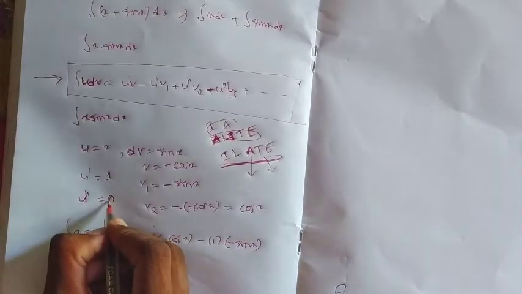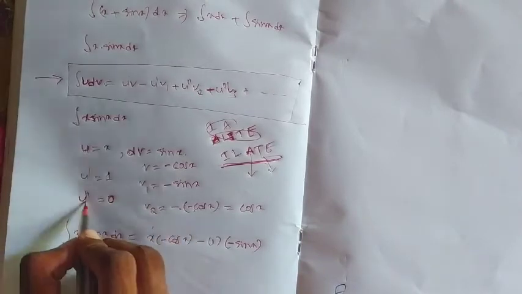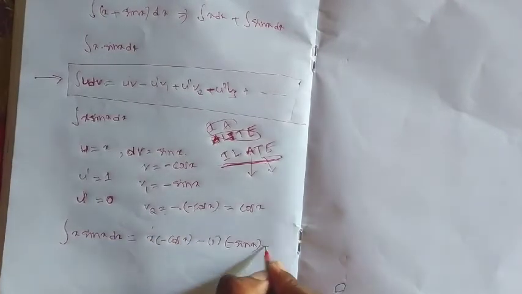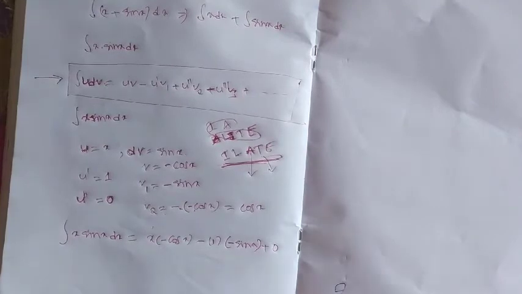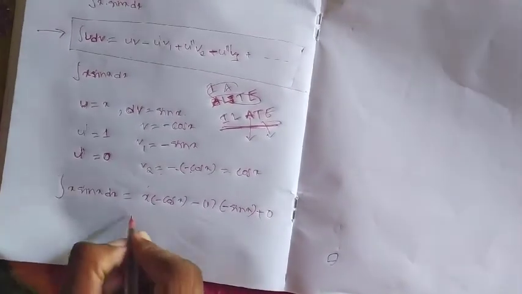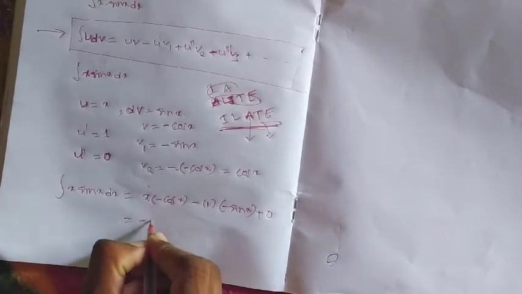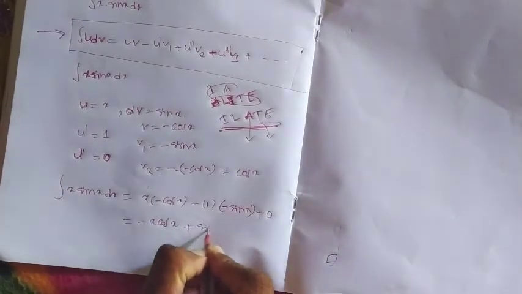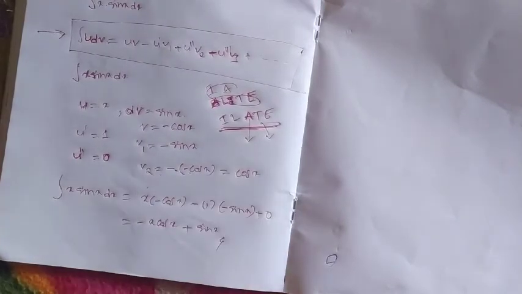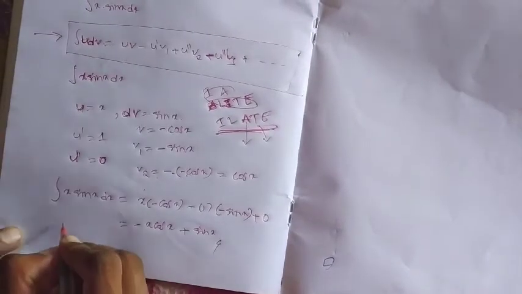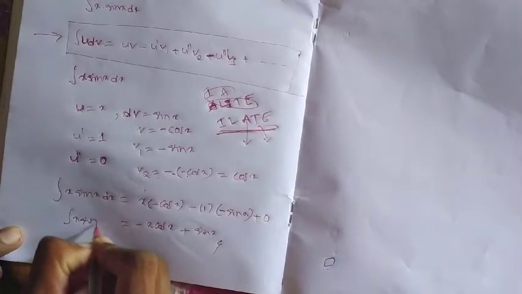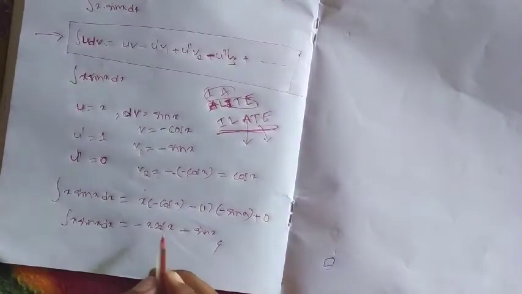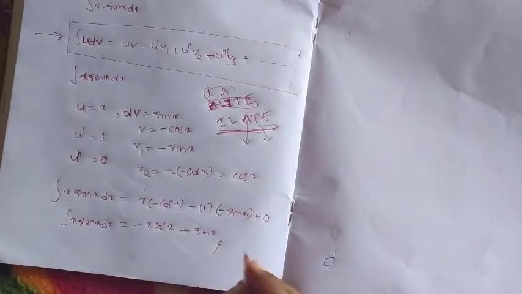As u double dash is 0, this term u double dash into v2 gets 0 plus 0. Now this function becomes minus x cos x, minus into minus plus sin x. This is our required answer. So integration of x sin x is equal to minus x cos x plus sin x. It is the answer. So we have to differentiate in this way.